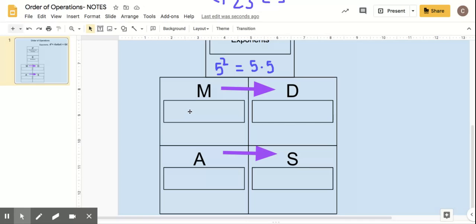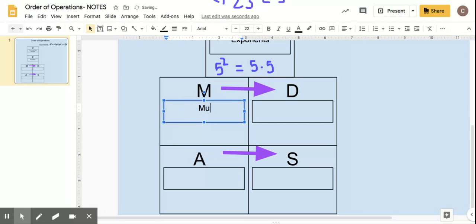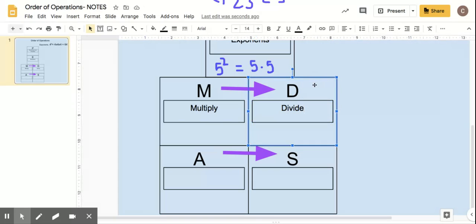Moving down, the M is for multiply, and the D is for divide. And we're not going to talk about them separately because they are hand in hand. Multiply does not come before divide. It's whichever one is on the left comes before the one on the right. So we always work left to right. But these two have the same importance value. Not one is more important than the other.